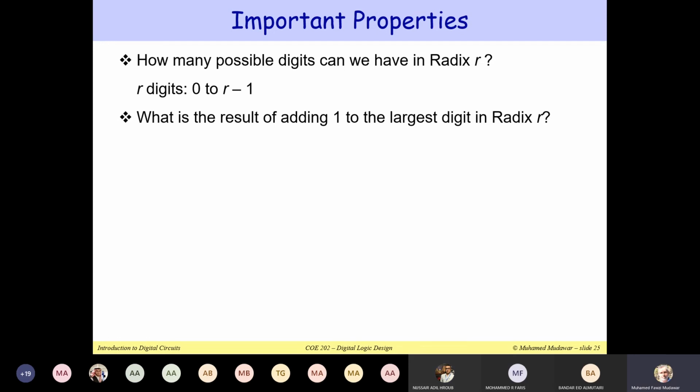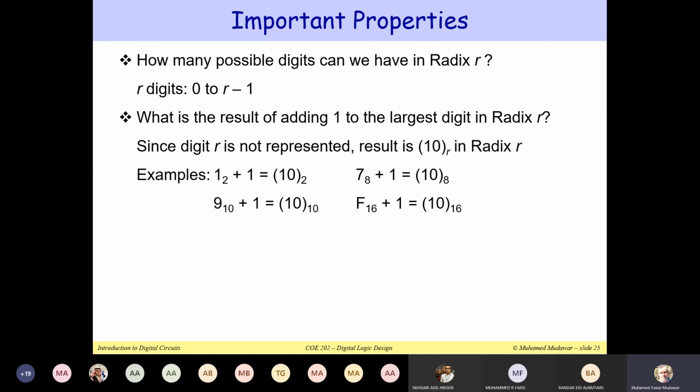If you are in binary, the largest digit is 1. If you add 1 plus 1, what do you get? 0 and a carry 1, so you get 1 0. So 2 will be 1 0 in binary, exactly. So we write it as 1 0. Therefore, since we don't have the digit R in radix R, if you add 1 plus the largest digit, you get 1 0 in radix R. Okay. Here are some examples. 1 plus 1 in binary will be 1 0. So 1 0 in binary will be 2.